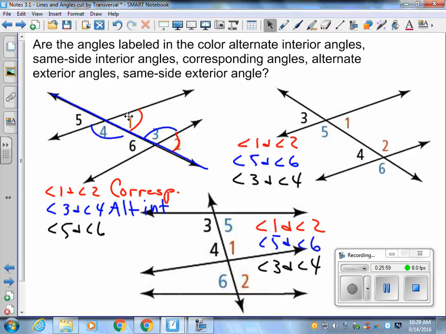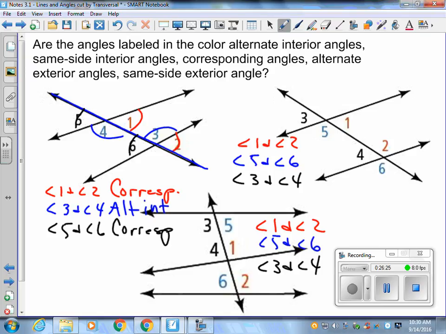All right, then on the next one with 5 and 6, what do you think about those two? They're not both inside, they're not both outside. Does that give it away? It's the only thing it can be, because you've got them on the same side and one's inside and one's outside. So another corresponding.